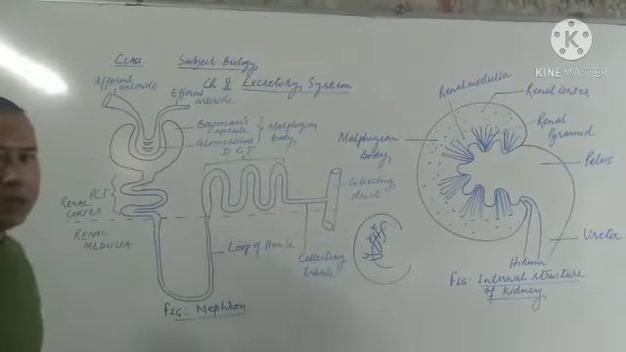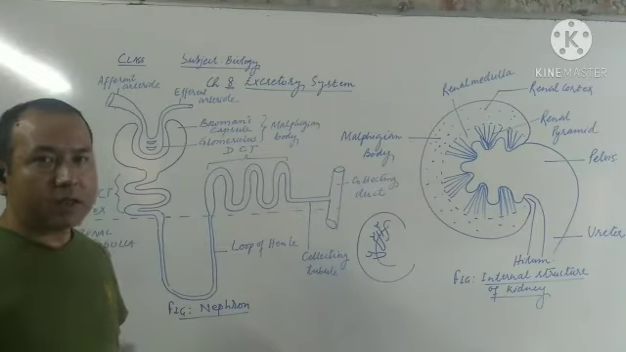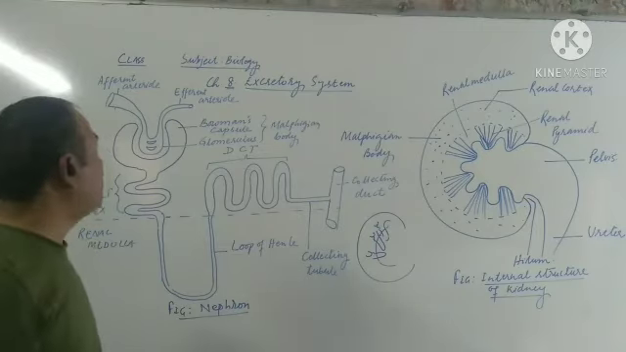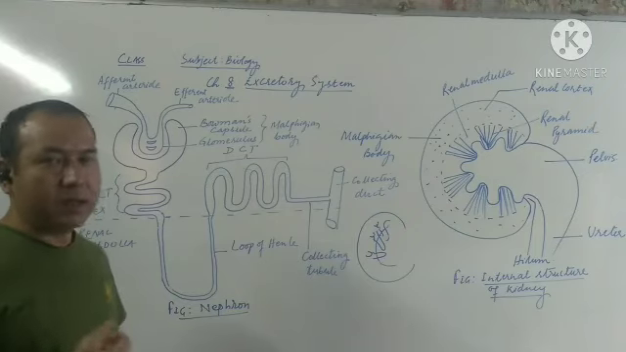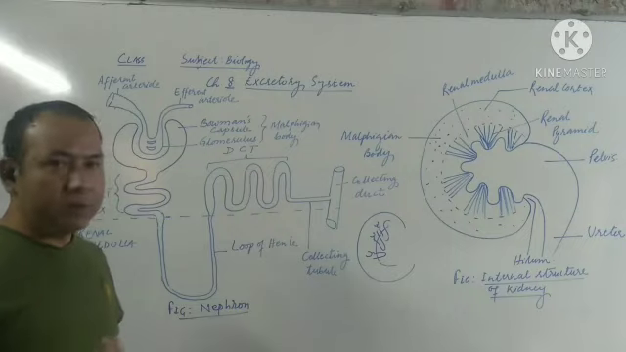So this is about the internal structure of kidney and structure of nephron, about which we have learned. Now in the next video, we will discuss the blood vessels entering the kidney. In this video, this much, students.